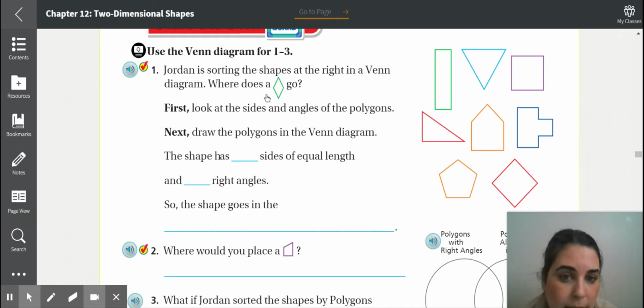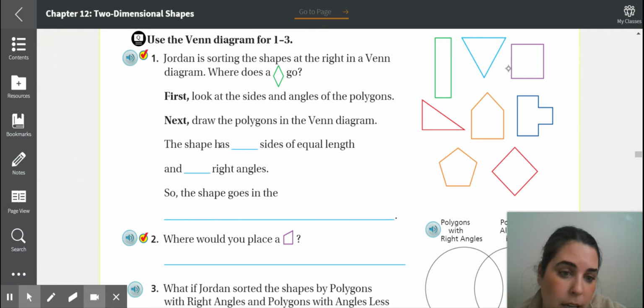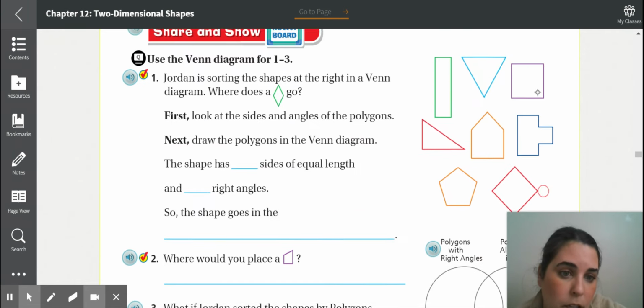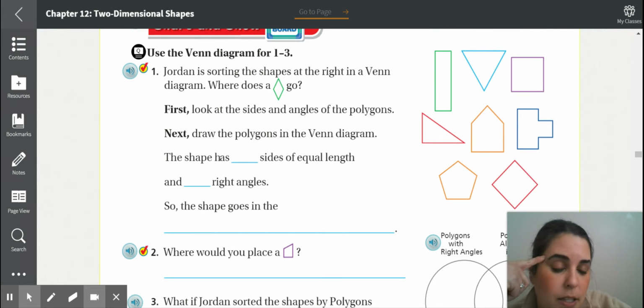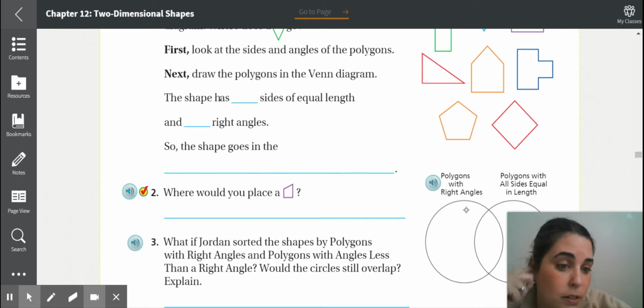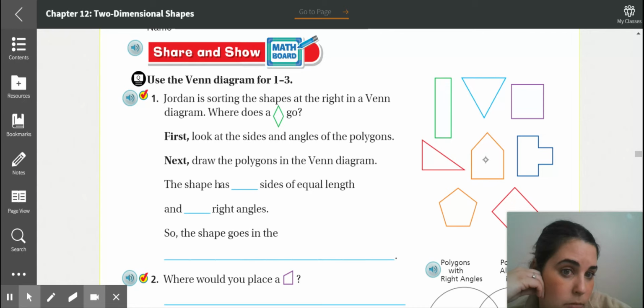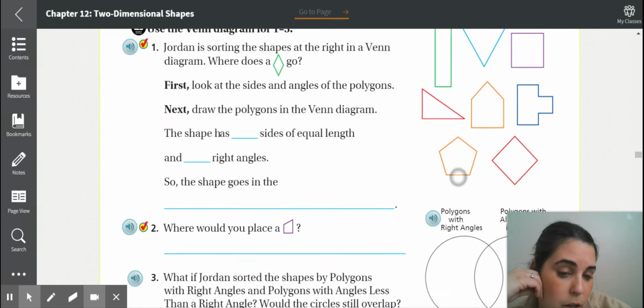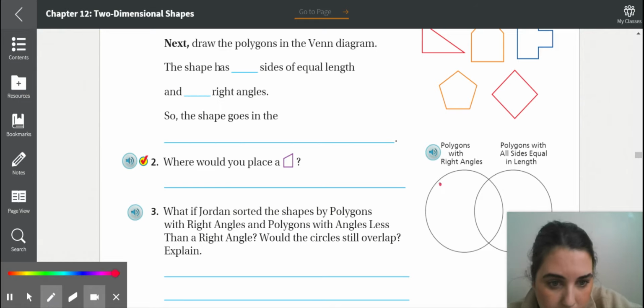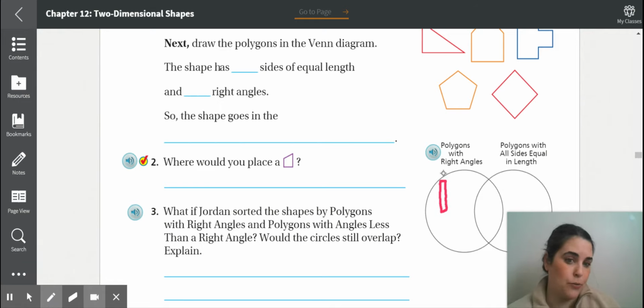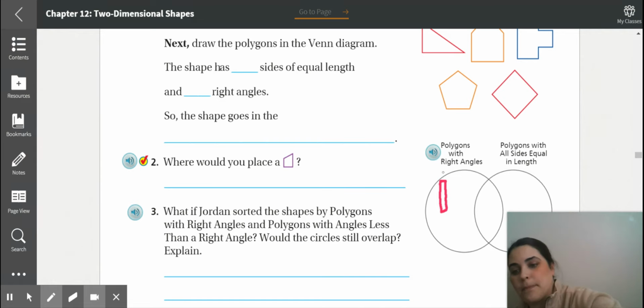First, look at all the sides and the angles of the polygons. Next, draw the polygons in the Venn diagram. So we're going to take these shapes up here and decide where they go. Let's start with this first one, this rectangle. Okay, we need to think, does this shape have polygons with right angles? Yes. Is it a polygon with all sides of equal length? No. These are not all the same size. So that rectangle would go over here, right? It just has right angles, but not all sides are the same.